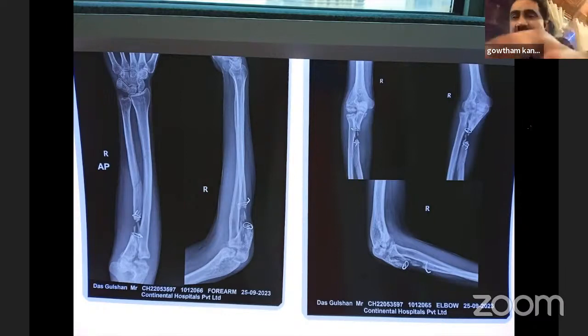See, the proximal communicated fragments have a gap, but the shaft has healed very well. I told him that we need to do the bone transport, but that fellow didn't agree for it. So those are the constraints.